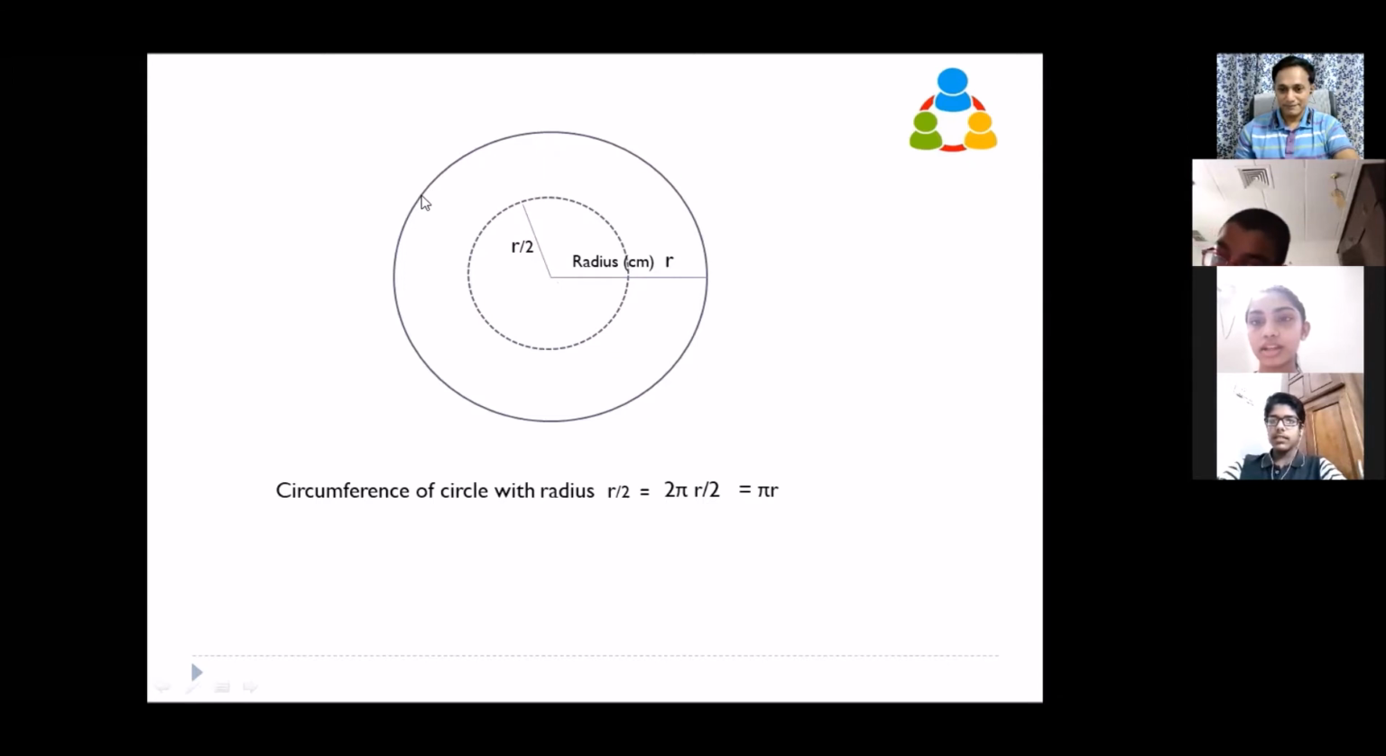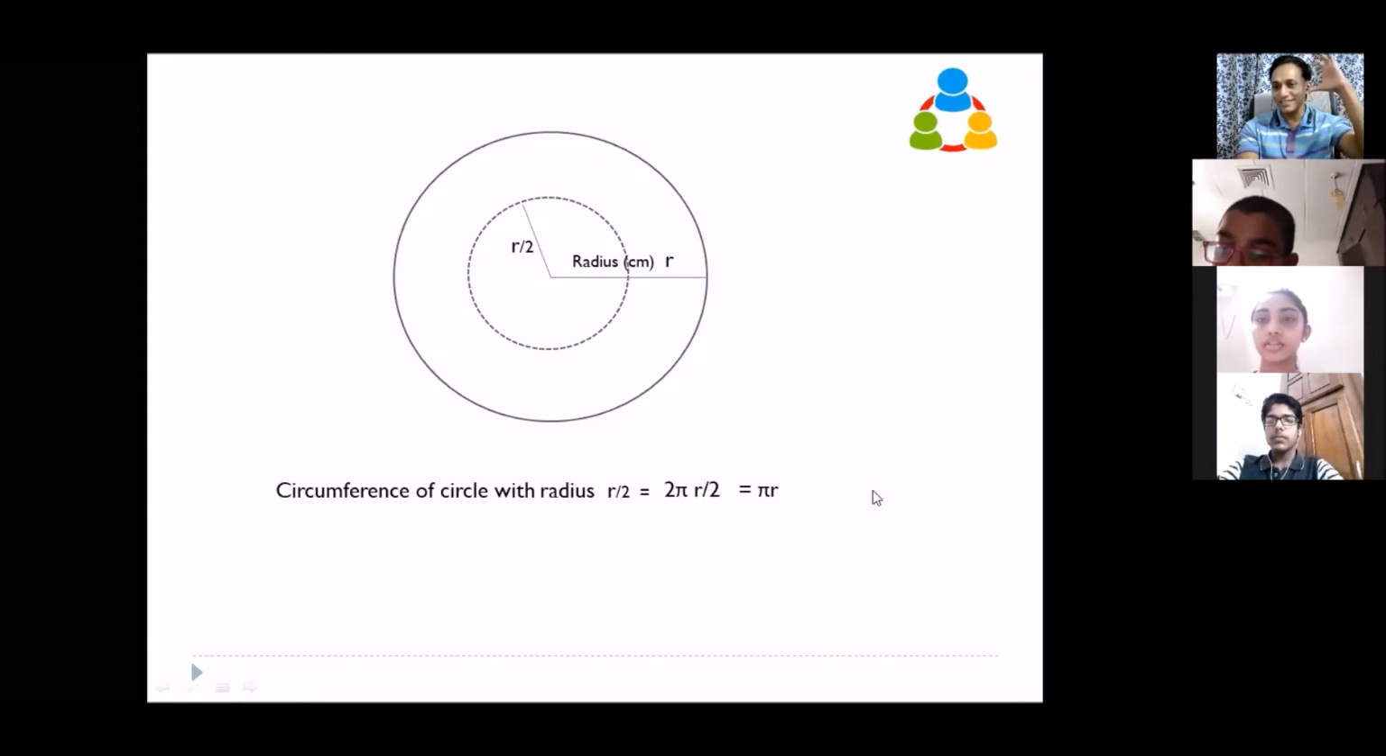Can you tell one, sir? If this thickness is 1 centimeter, if you make circles of 1 centimeter thickness, like this, how many circles are there from here to here? R circles, right? Because this length is r centimeter. If thickness is 1 centimeter, you have r centimeters the total length, you have r circles.